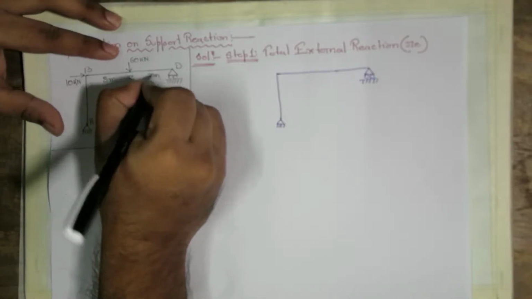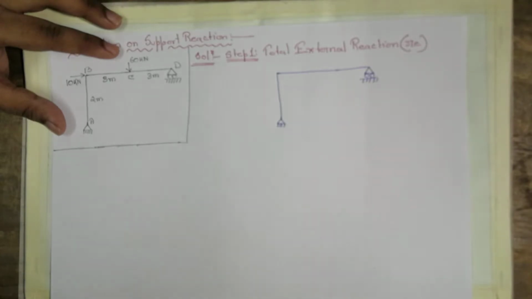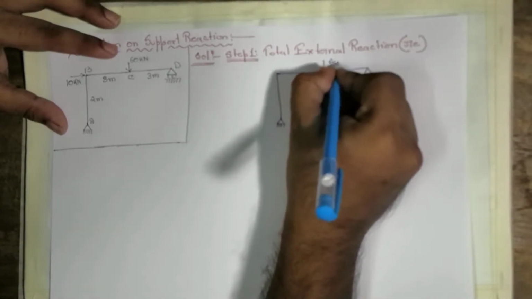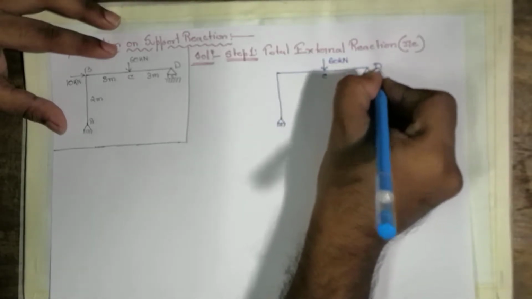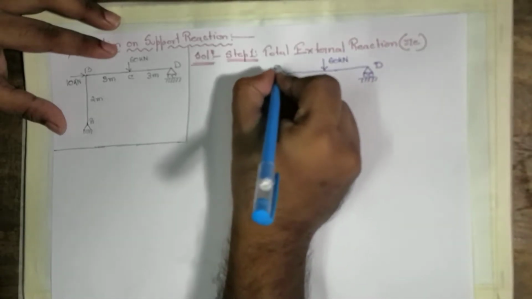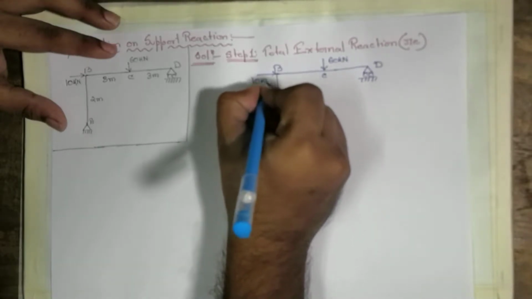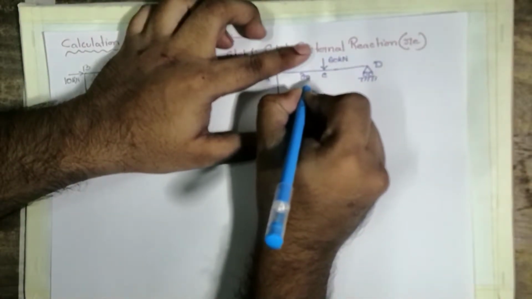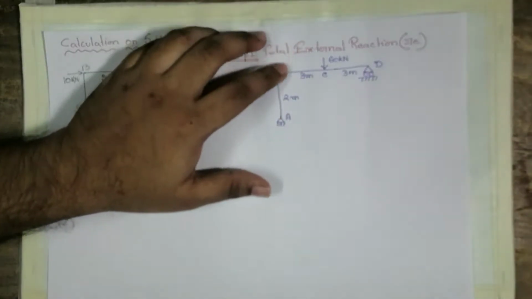Okay, now BC is 3 meter, CD is 3 meter and AB is 2 meter. Now at point C, a 60 kN load is acting. This is C, this is D, it is a roller support, and A is a hinge. At point B, a horizontal 10 kN load is acting. Okay, this is 3 meter, this is also 3 meter, this is 2 meter.